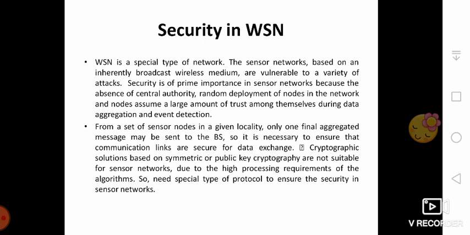From a set of sensor nodes in a given locality, only one final aggregated message may be sent to the BS. So, it is necessary to ensure that communication links are secure for data exchange. Cryptographic solutions based on symmetric or public key cryptography are not suitable for sensor networks due to the high processing requirements of the algorithms. So, we need a special type of protocol to ensure security in sensor networks.